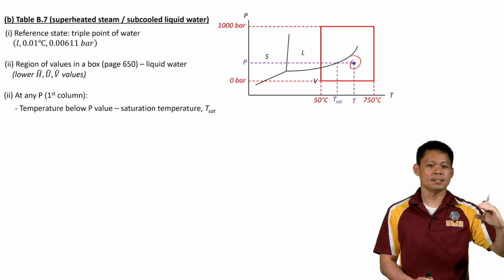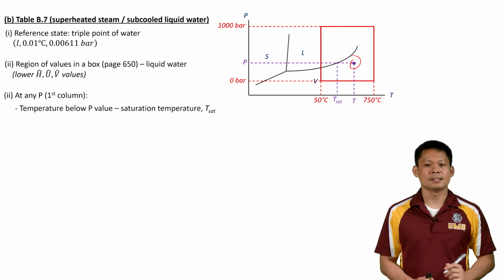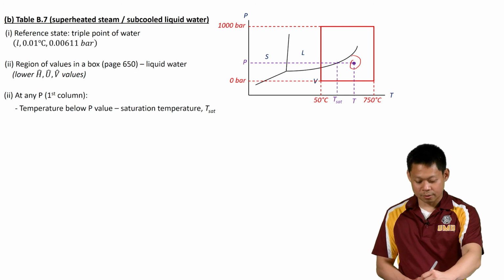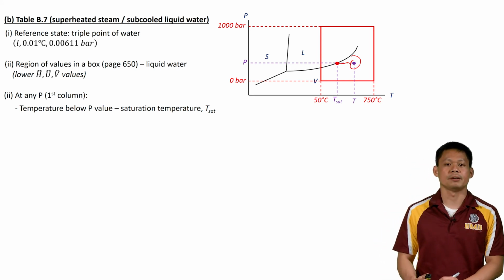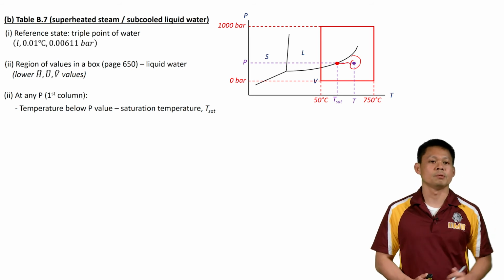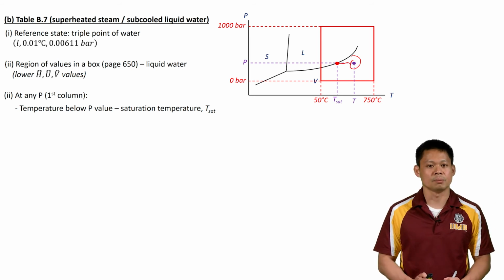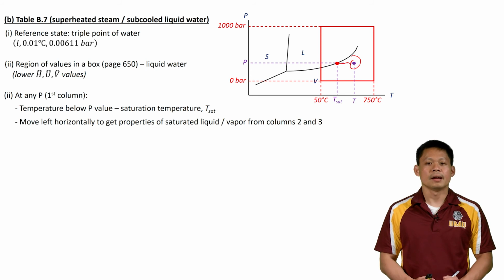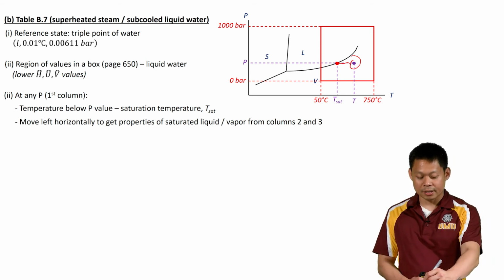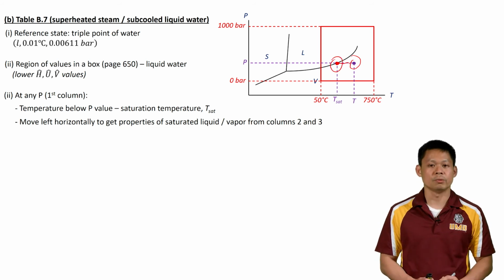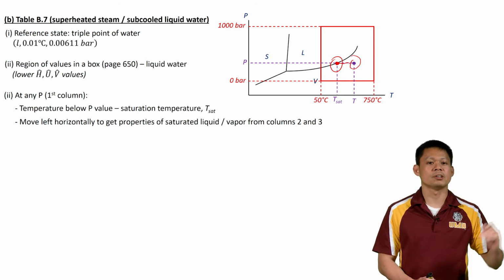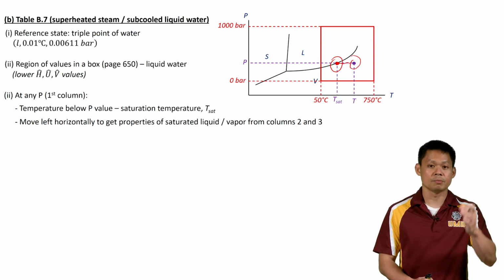you have a T sat value right below that. That is the saturation temperature. So what it's giving you is that at that pressure, even though we are not at that temperature, what we can do is we can move leftwards and give us our saturation temperature right there. So you don't have to go back to table B5 and B6. You can actually get it from this table itself. And in addition to that, we can actually get all the enthalpy values associated with the saturation temperature and pressure right there. We're going to move left horizontally to get the properties of that from columns 2 and 3.